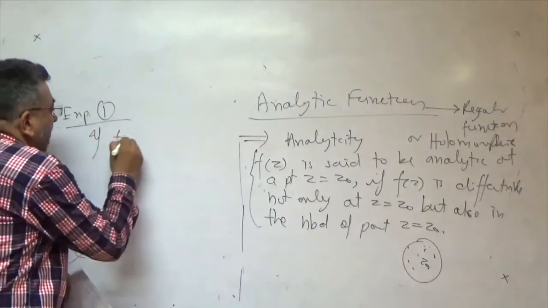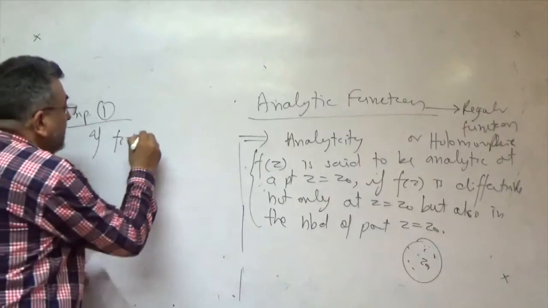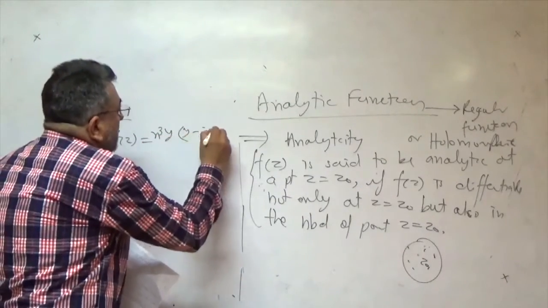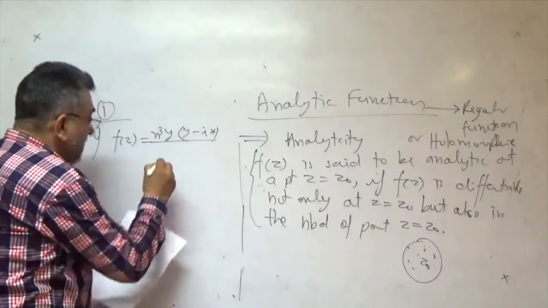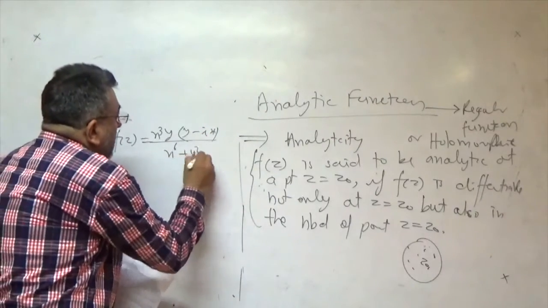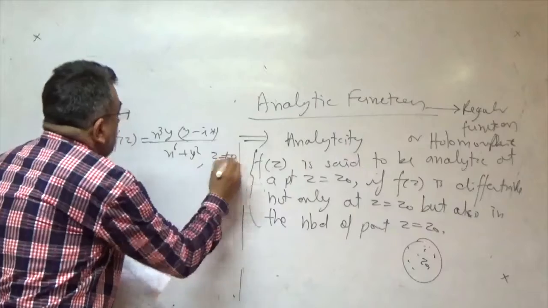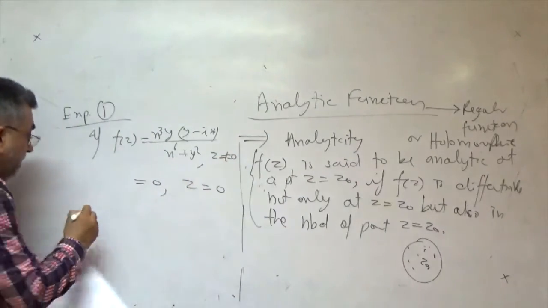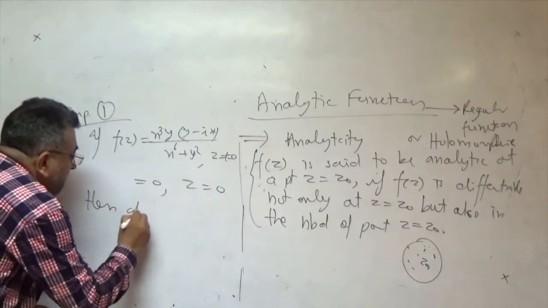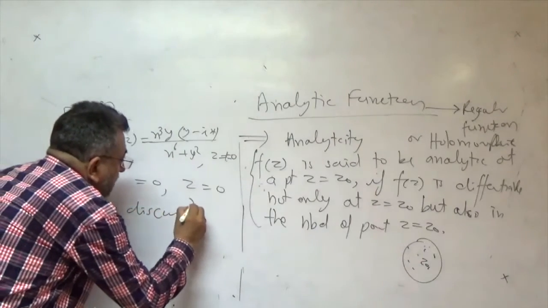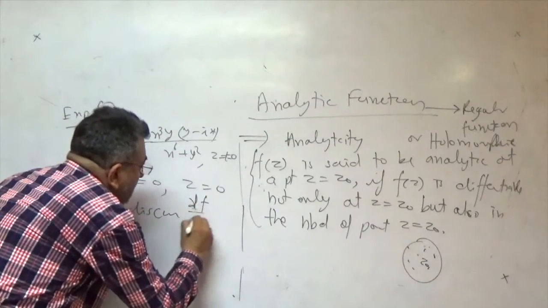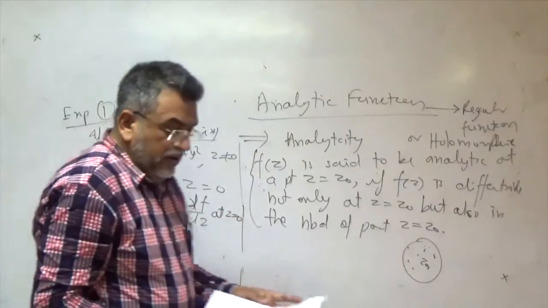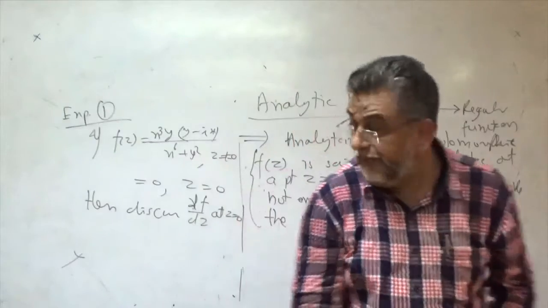if f(z) equals x cube y minus x upon x6 y square when z is not equal to 0, and this is equal to 0 when z equals 0, then discuss df by dz at z equal to 0. Discuss this.